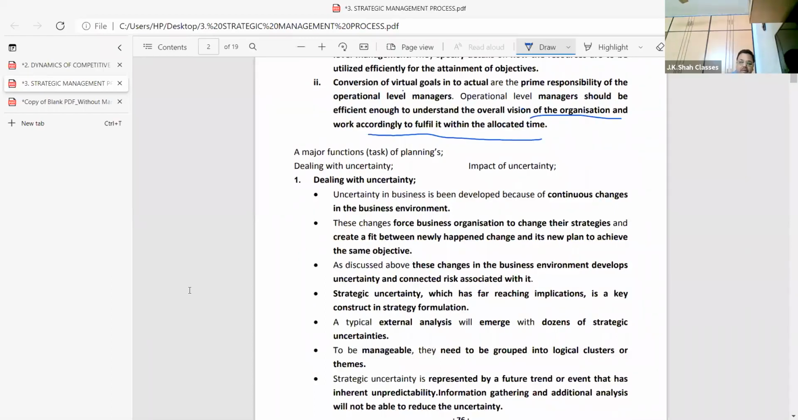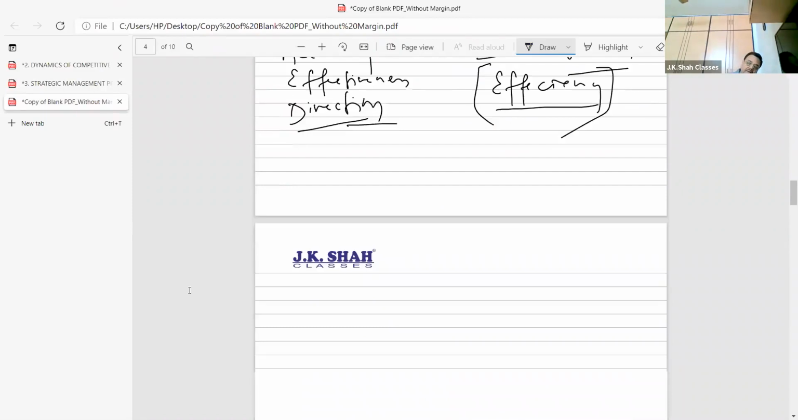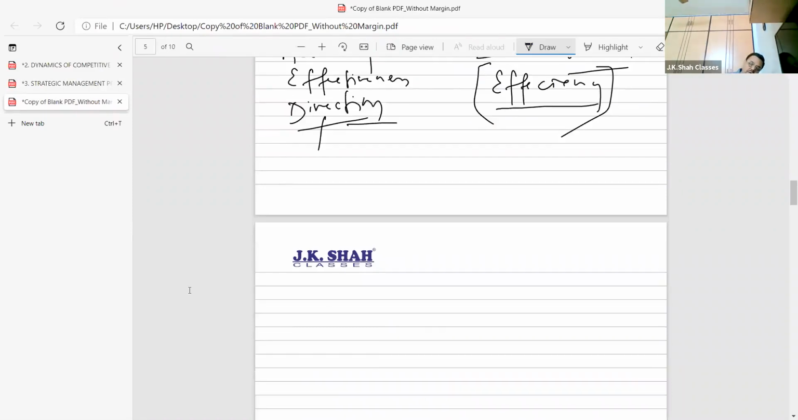Major function of planning is dealing with uncertainty. That's the most important part of planning. I said planning means deciding today what I'll do tomorrow, isn't it? Planning is preparing for the future. Please understand, the future is uncertain. We don't know how the future will shape. We don't know what the future holds for us. So if I'm trying to anticipate the future now, I may not be right.